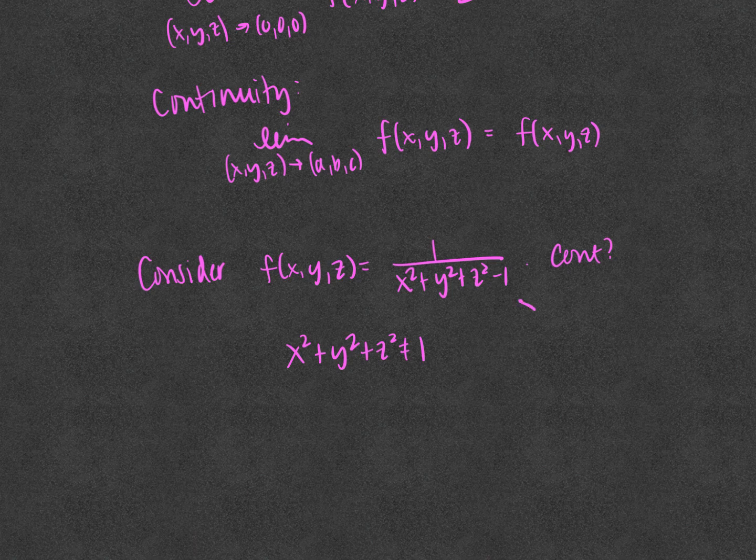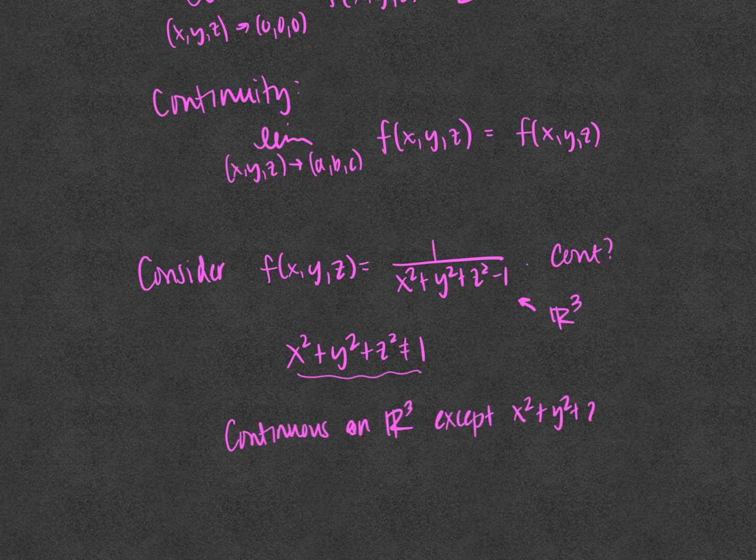Notice we have 3 independent variables, so we're considering R3 for our domain. So it's discontinuous at every point on the sphere. This is a sphere with a radius of 1. So the question was where is it continuous. That's what I paused for. We're continuous on R3 except where x squared plus y squared plus z squared equals 1.